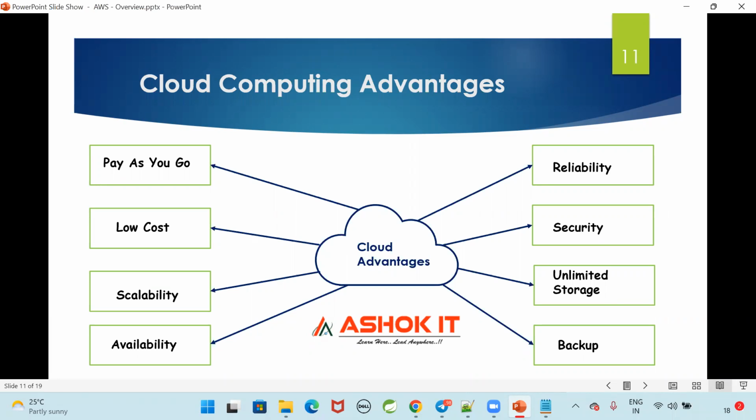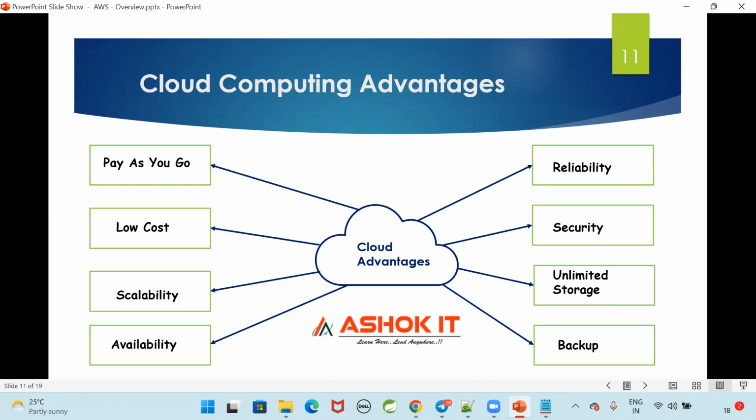Then the third advantage, scalability. If you want 10 servers, they will give you. If you want 30 servers, they will give you. If you want 40 servers, or 100 servers, however many you want, they will provide. You can increase or decrease your infrastructure based on the demand. If you are getting more business, you can increase your infrastructure. If you are getting less business, you can decrease it. Scalability is a very good advantage in cloud computing.